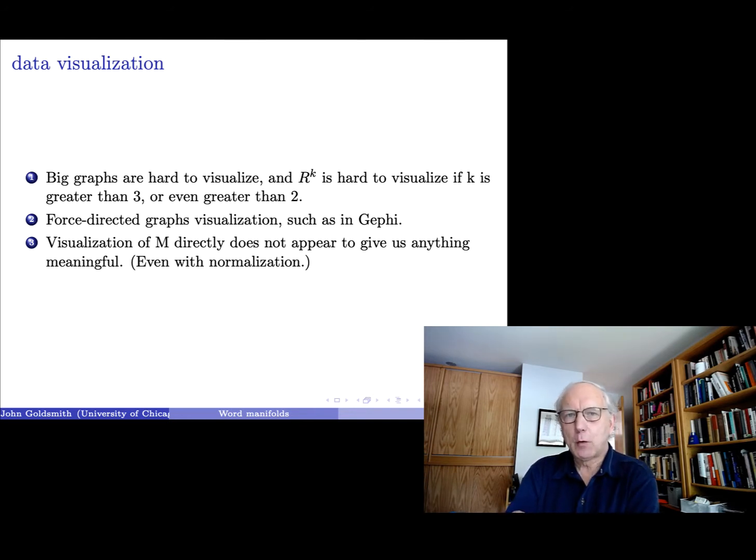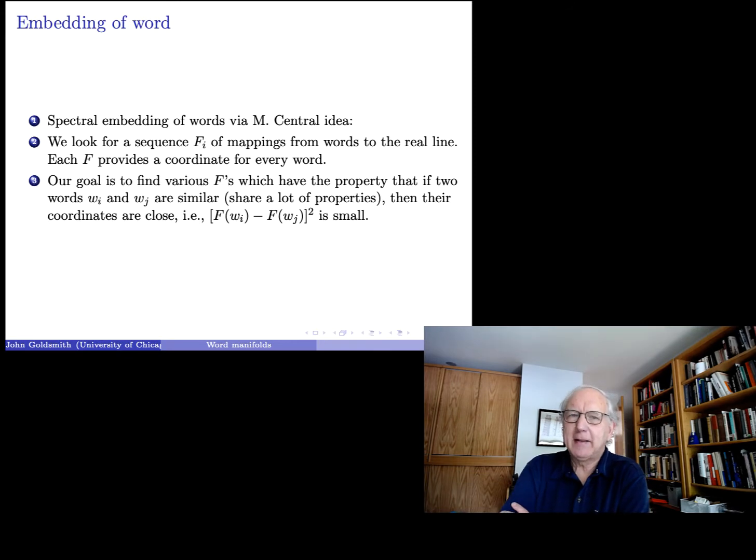Okay, so what we're going to talk about is embedding, and in particular, what could be called spectral embeddings. Any time in mathematics, if you use the word spectrum or spectral, you typically are referring to a set of eigenvalues. And that's what we're using here, a set of eigenvalues and eigenvectors.